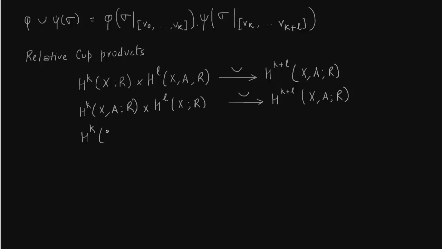Now again, you would have guessed by now, both of them are relative. H^k is relative, H^l is also relative. That is the kth cohomology group and the lth cohomology group. Again you take the cup product, you land in H^(k+l).